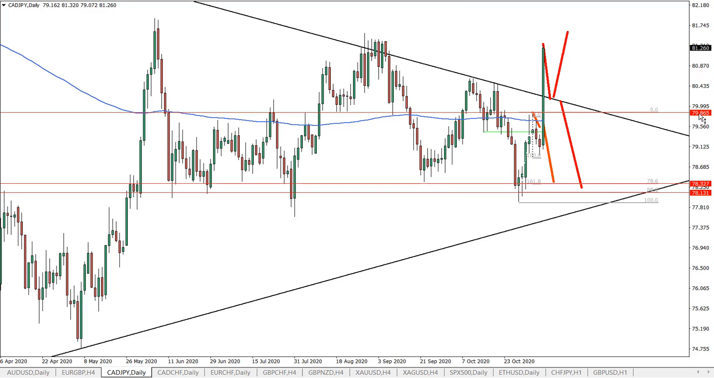And if we close below 79.86, this would be perhaps a very strong downtrend.